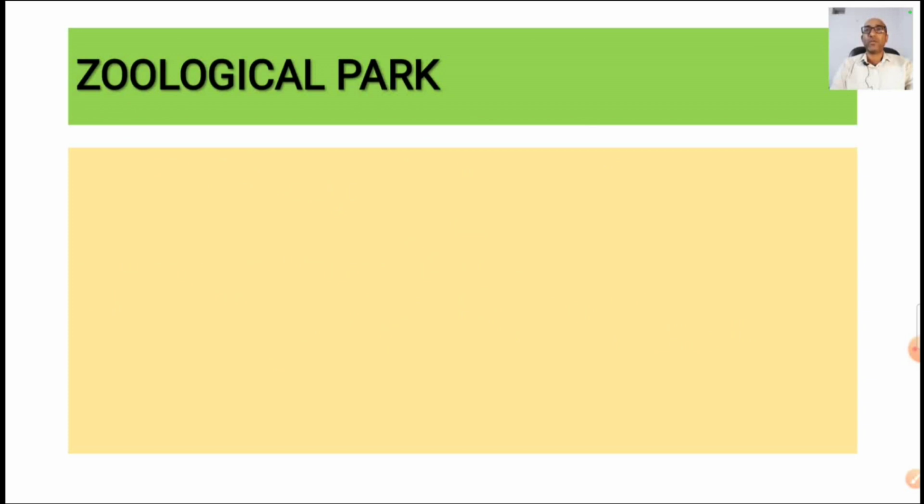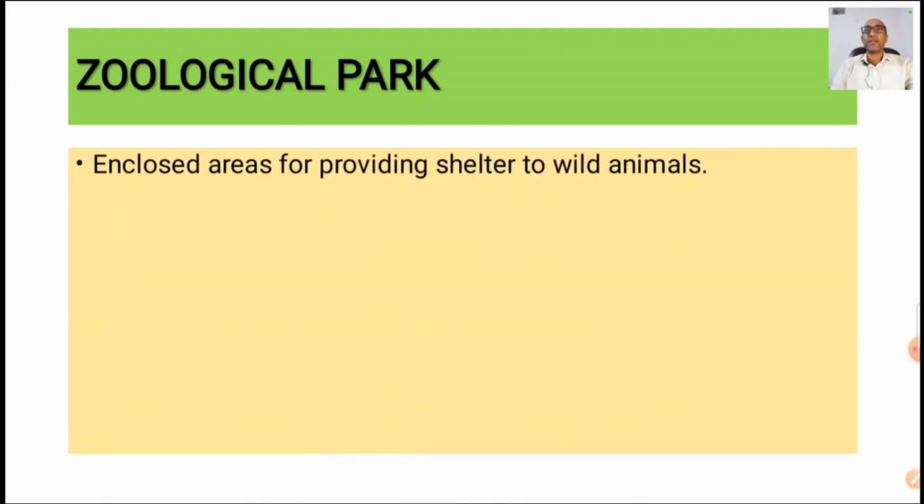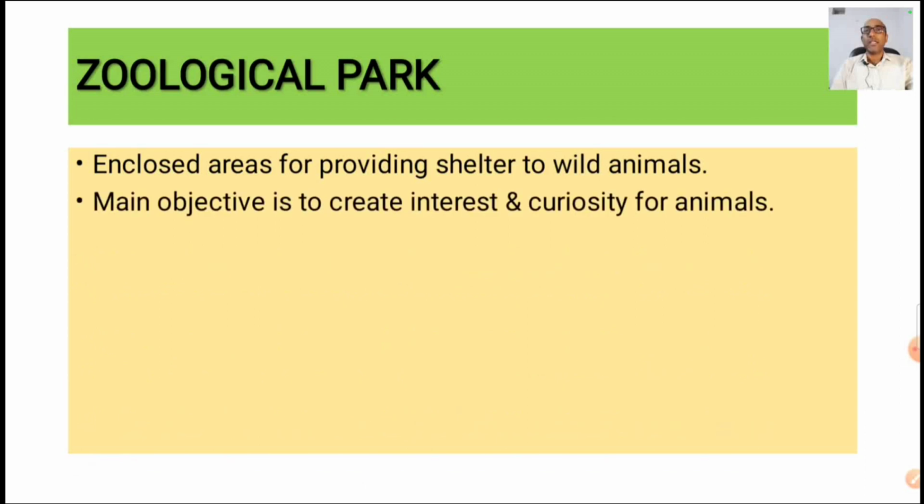Now come to the zoological park, that is, the zoo. That is very well known to you. I believe that most of you have seen a zoo. So what are these? These are enclosed areas for providing shelter to wild animals. The main objective is to create your interest and curiosity for animals. Got it? This is what the zoological park is.